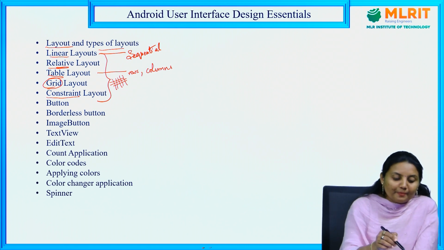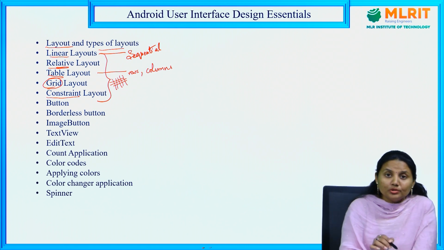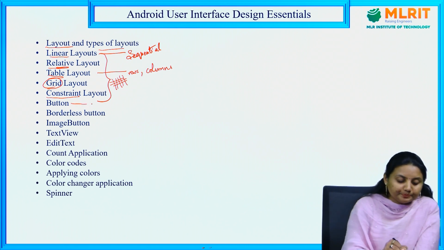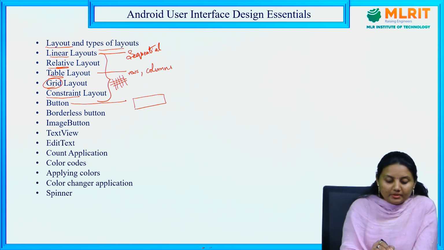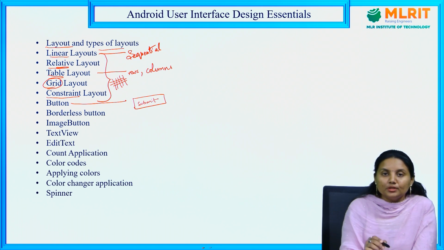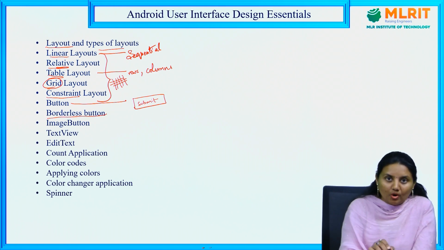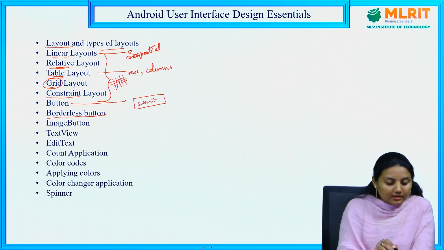Apart from these different layouts, we will also discuss the button. What is the button component? A button is displayed with text on top of it. Let's say for example, a submit button. All of us know the submit button. When we click on this, some action gets performed. So that's the submit button. How to create a submit button? Then borderless button. You have a button but there's no border in it, but you can click and the action will be performed. Okay. Then image button.